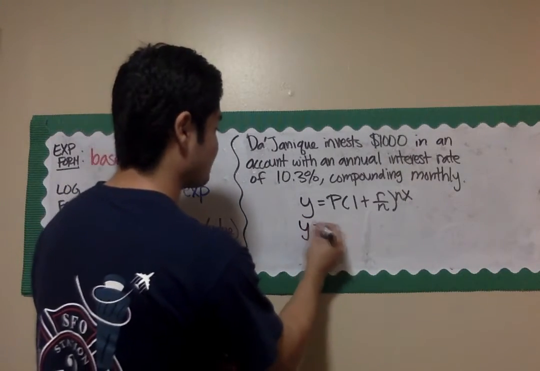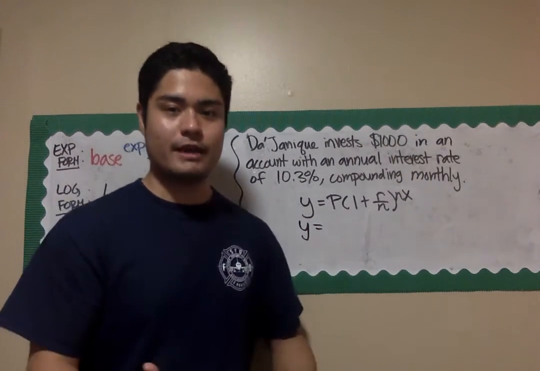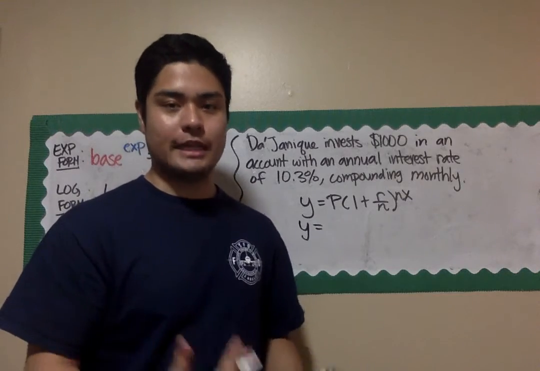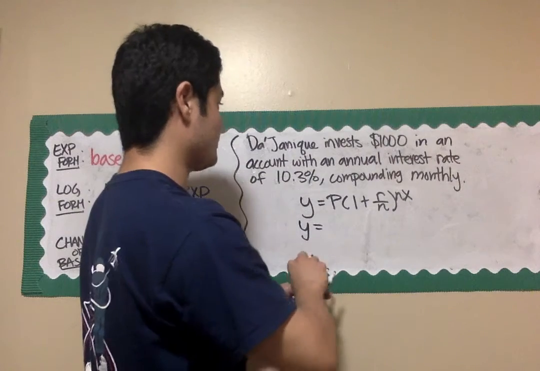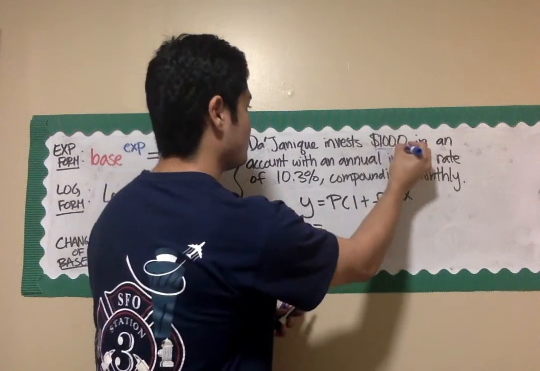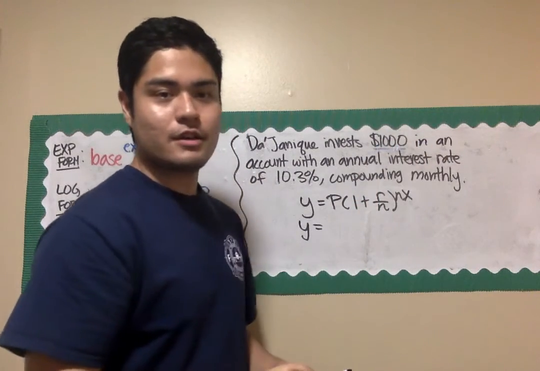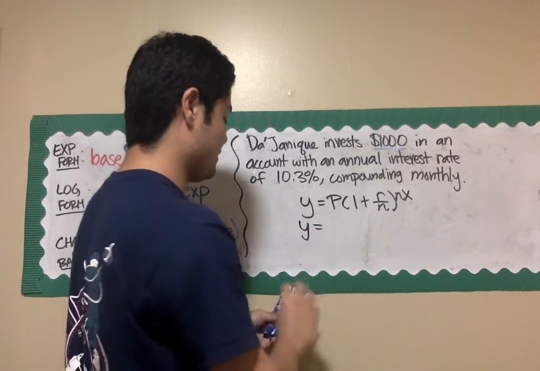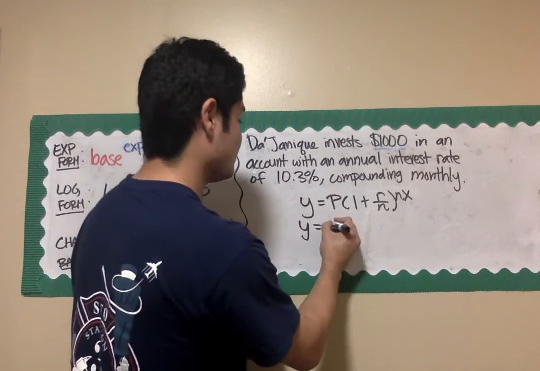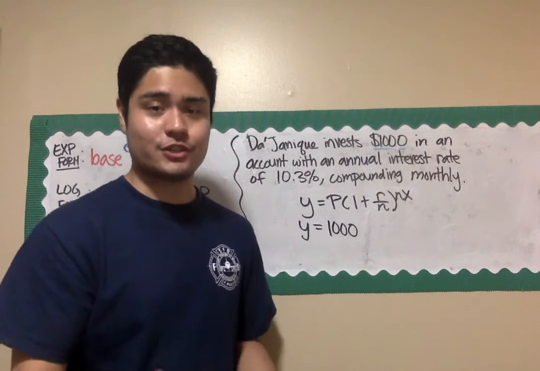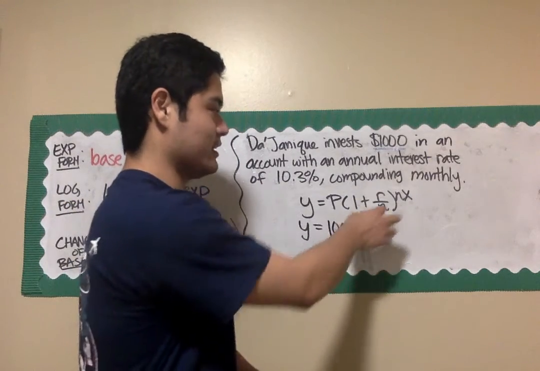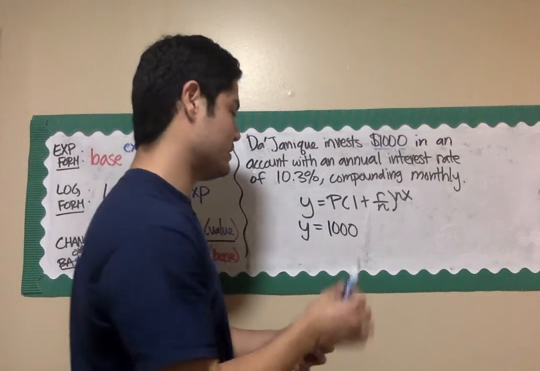The p stands for principal. That is another way of saying the start. How much is Dejanique starting with? Well, she's starting with $1,000. So I'm going to write, instead of p, I'm going to write 1,000. The principal is what she's starting with. And in an exponential function, the start is what we put in front of the change multiplier anyways, so that makes sense.